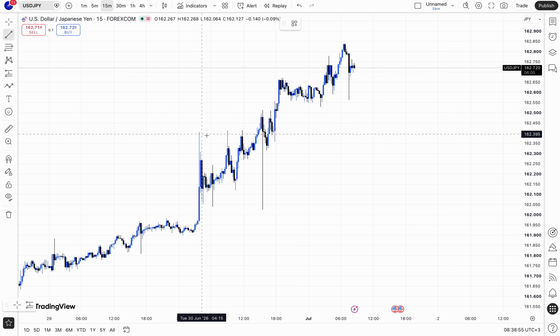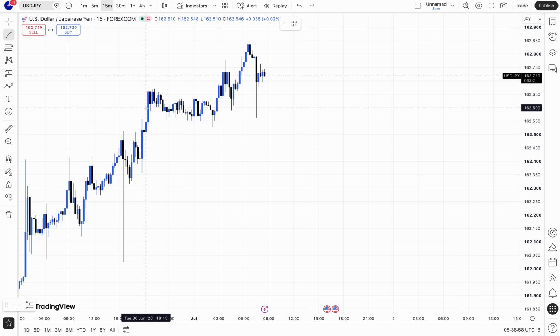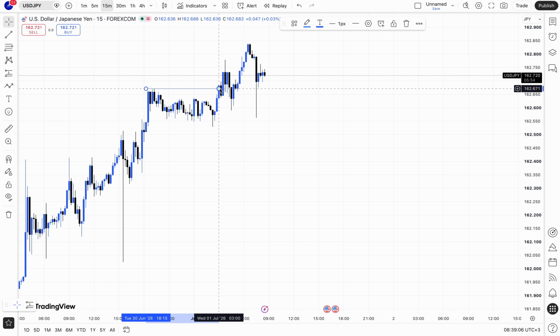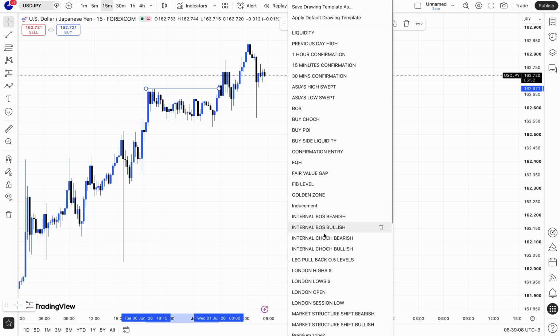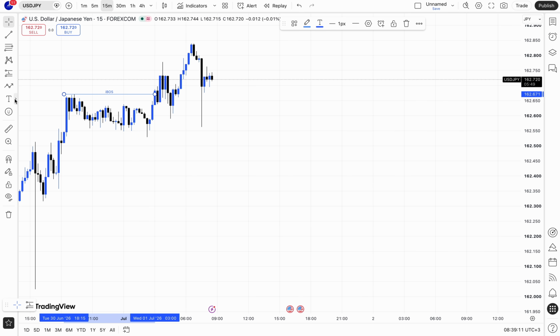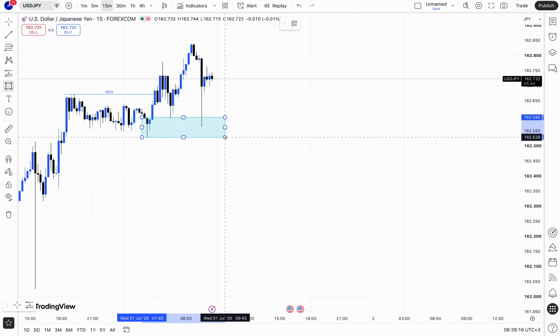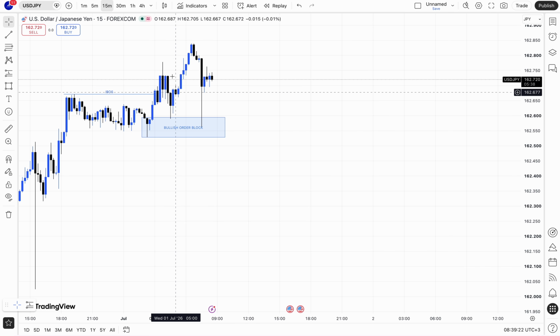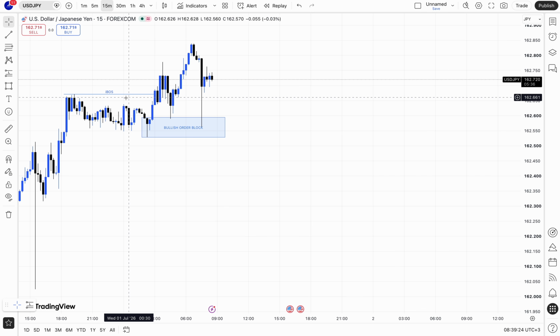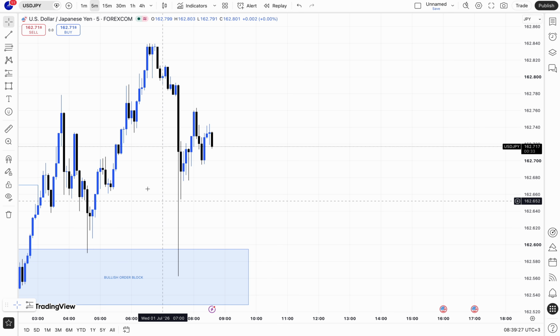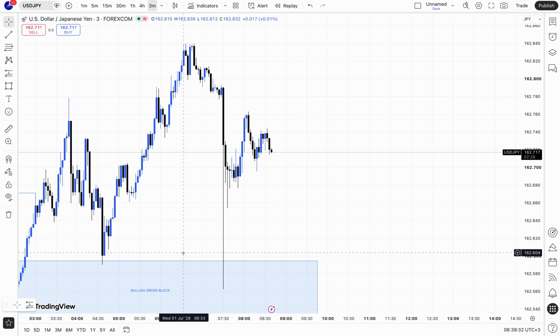For internal market structure, from here you can clearly see that we had our pullback, a clean pullback from here, and then we had our break of structure to the upside. Then price came back here, tapped into our order block, tapped in, then it went back. Then from here, we had our 5 minutes, then we had our 3 minutes candle from here still.